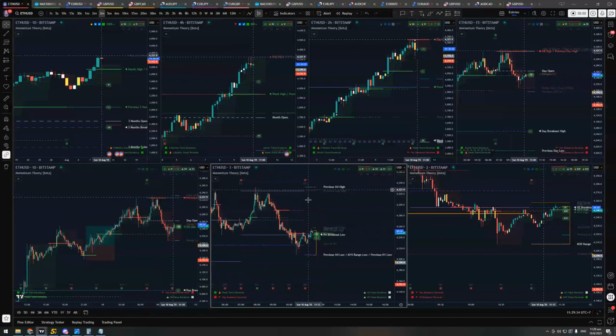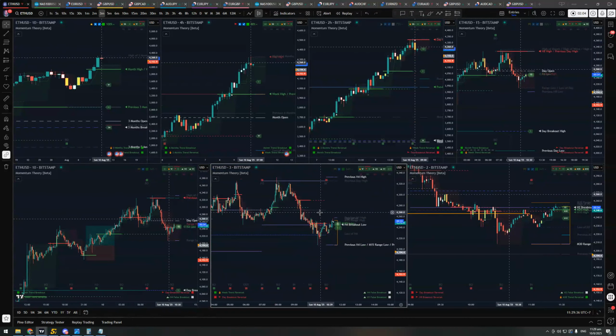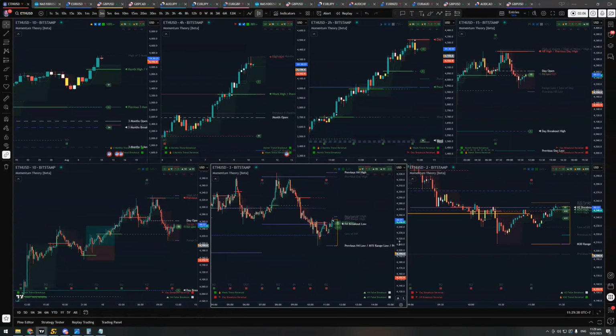So last H4 close, bearish breakout. What I'd like to see is price come down and fake out the H4 low. That shows me rejection to the downside, and then I'd be looking to get in as price flips that breakout level back all the way to the top.